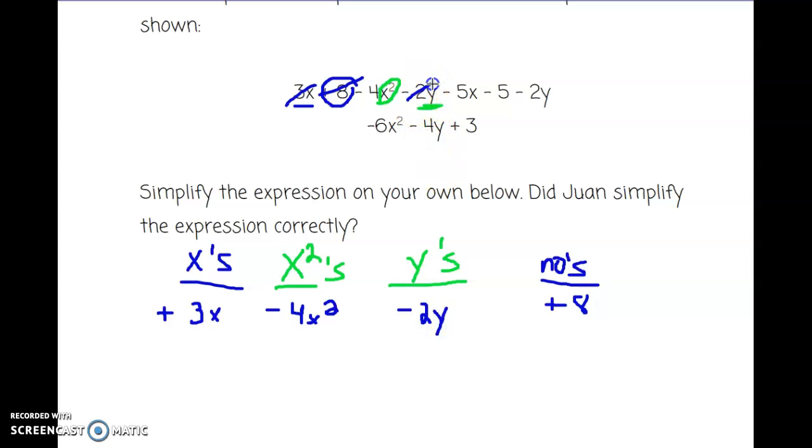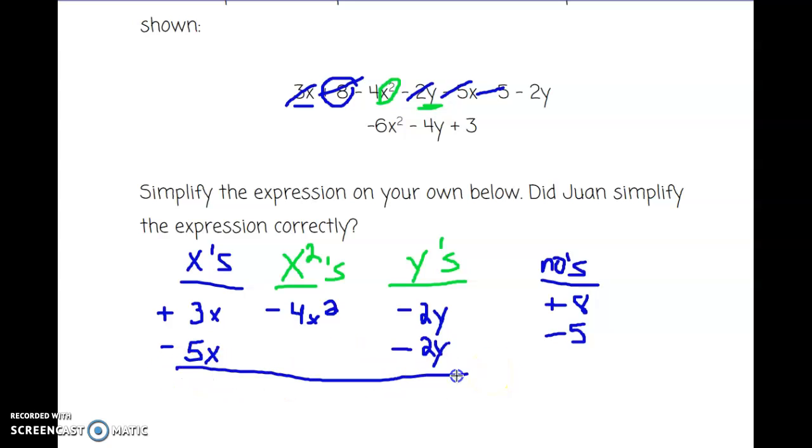I have a negative 5x, so I'm going to put that under my x's column. There we go. I have a negative 5, so I'm going to go ahead and put that under my no's. And I have a negative 2y, so I'm going to go ahead and put that down here. Okay, so let's see what we get compared to what Juan got.